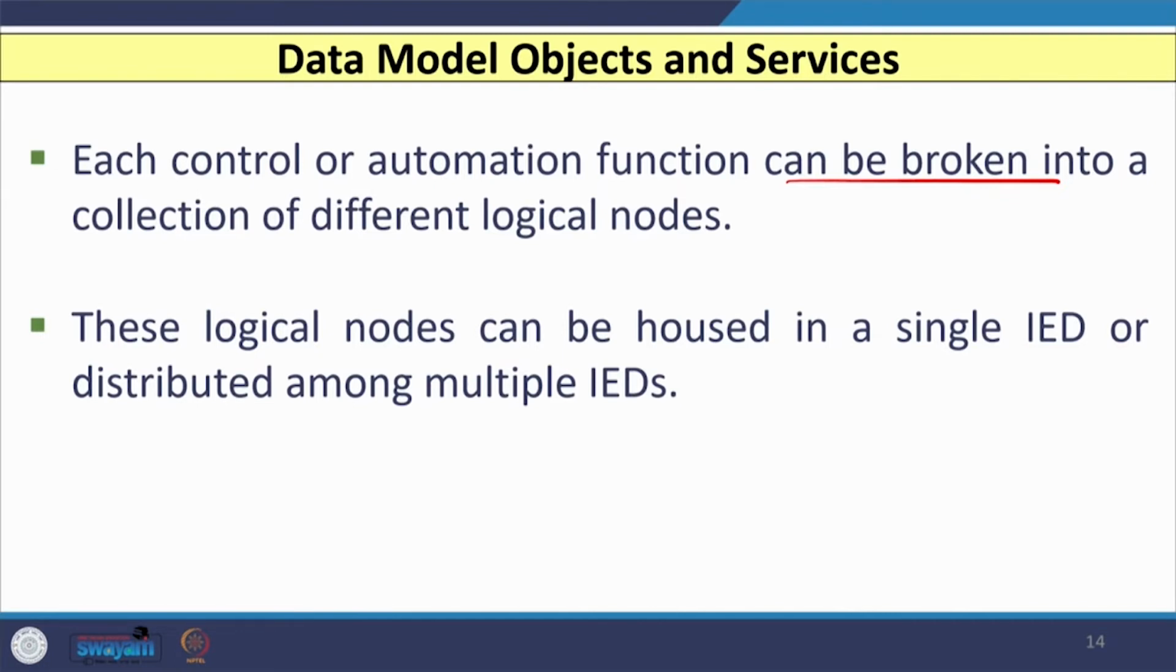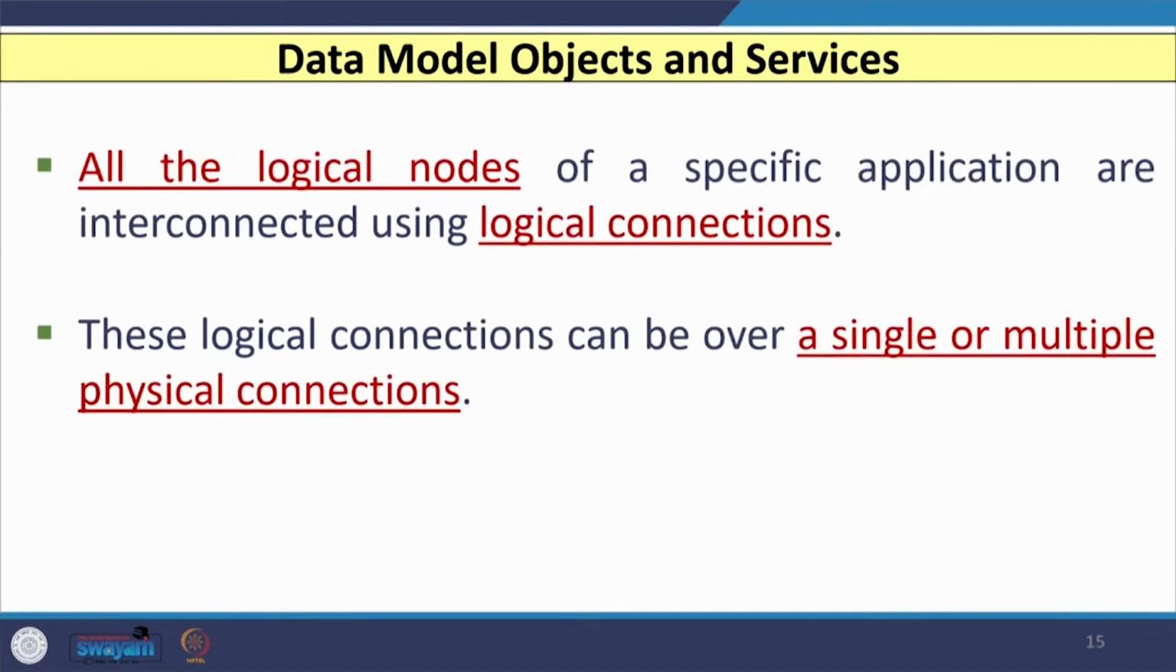So, you may find in the diagram that one physical IED contains let us say 10 logical nodes, and in some other case you may find 3 physical IEDs with 15 logical nodes, and some of the logical nodes are shared between IED 1 and IED 2, between IED 2 and IED 3, and between IED 3 and IED 1. This type of scenario is also possible.